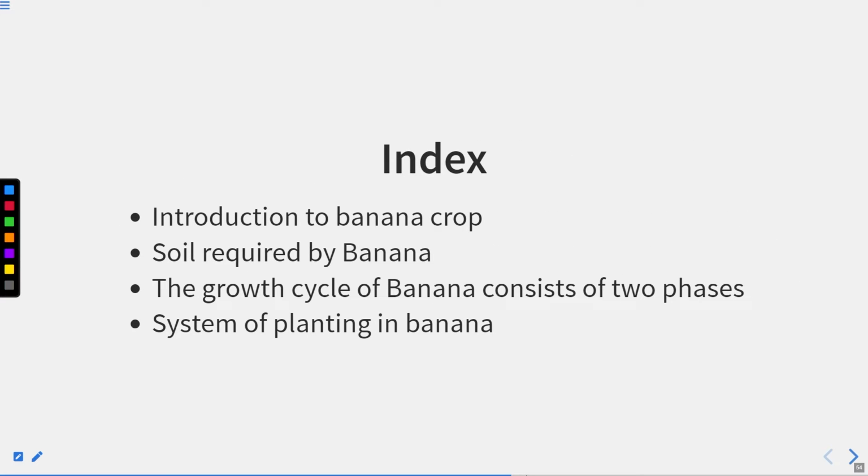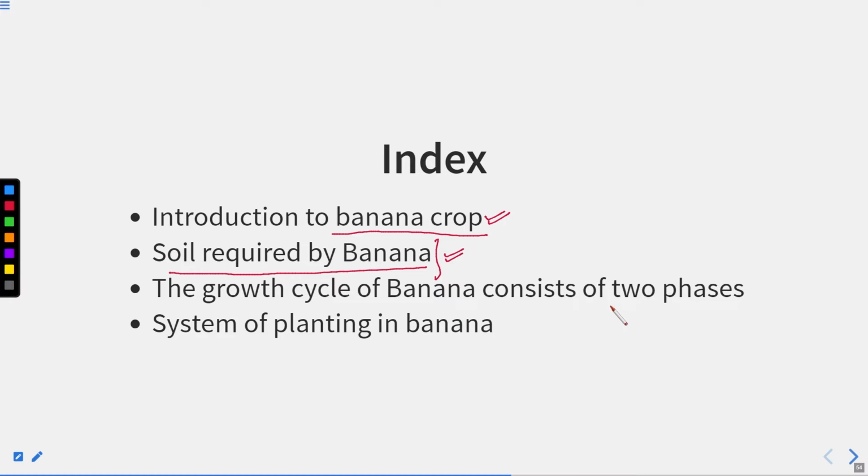So in this session we are going to study an introduction to the banana crop. We will know what type of crop banana is, and also the soil required by banana, what type of soil is required, what is the irrigation, all that we are going to study in this topic.